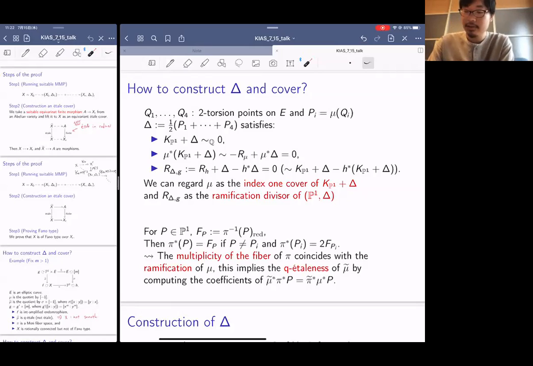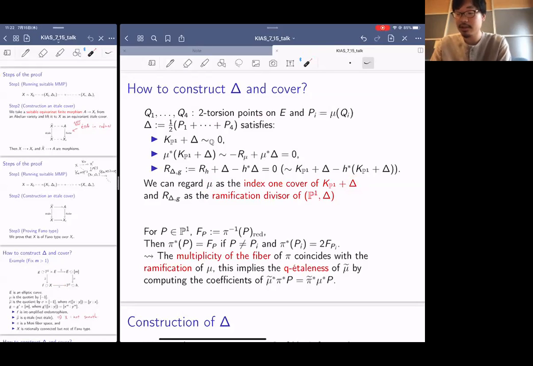And we can regard this mu as the index 1 cover of K_P1 plus delta. Indeed, K_P1 plus delta is Q-linearly trivial, and the mu pullback of this divisor is Z-linearly trivial. Okay. So it means that this mu is constructed by this divisor delta. And this delta is related to multiplicities of fibers of pi, this modifiable space.